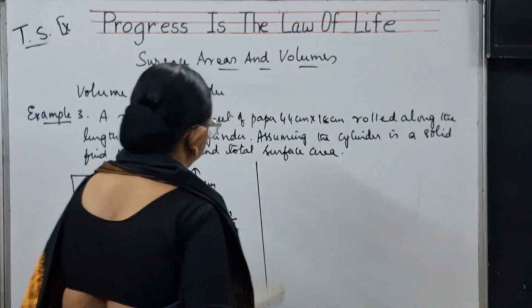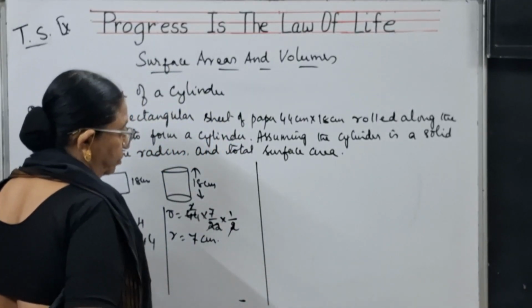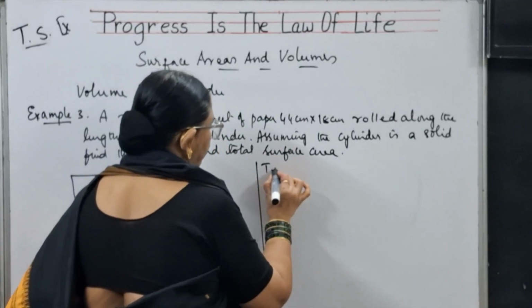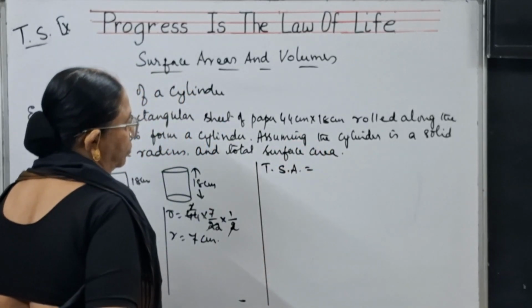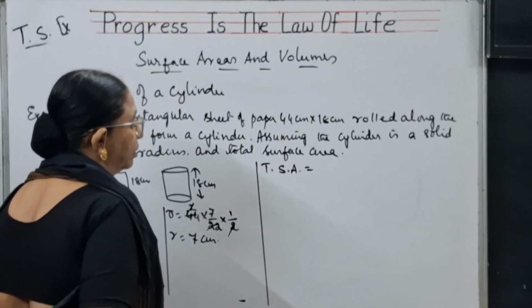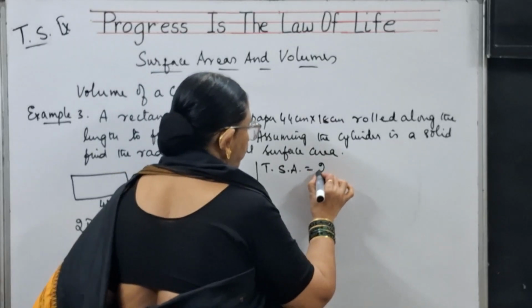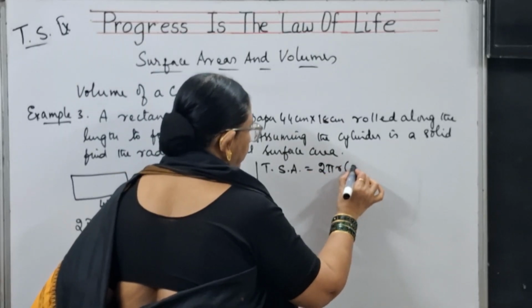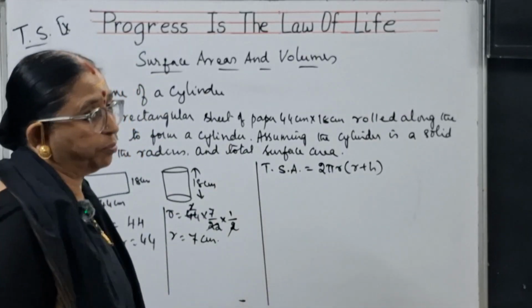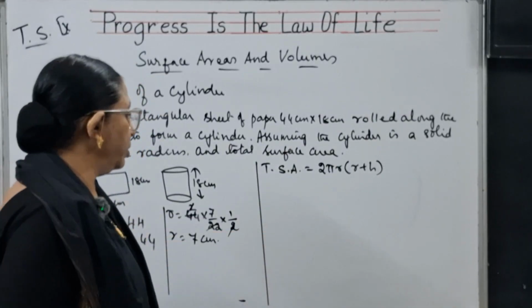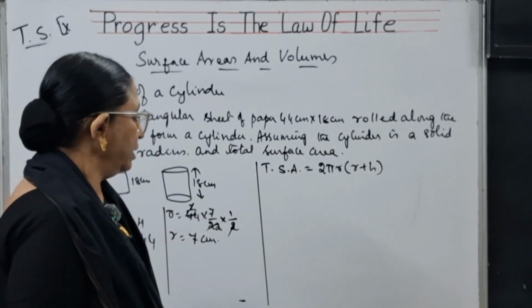Now let us find out the total surface area of a cylinder. Already we have done this in the previous videos. Total surface area formula is 2 pi r into r plus h. If you have any doubt, check the previous video, where I have already explained how this formula has come.